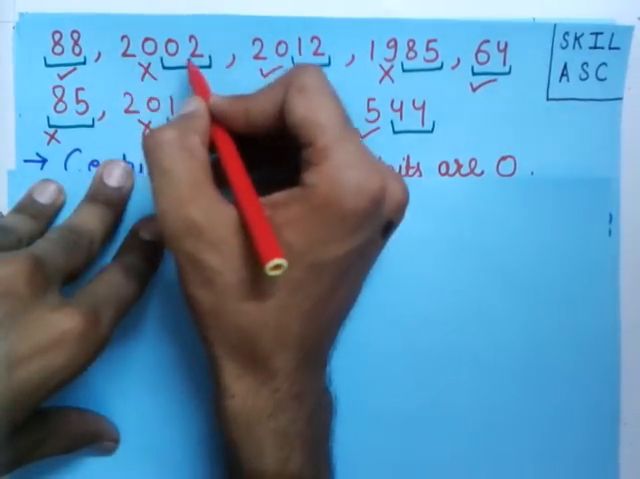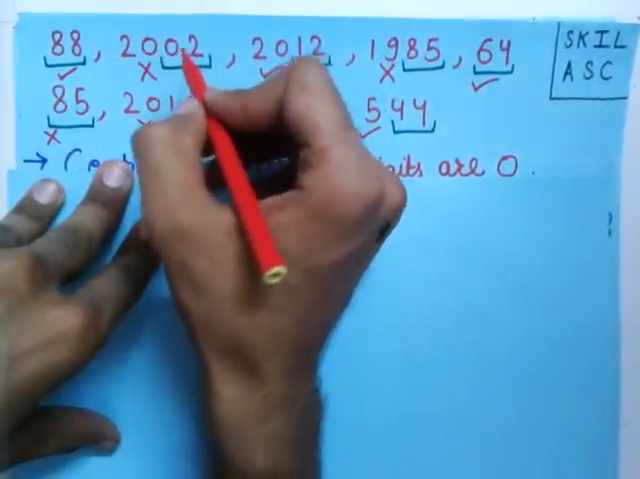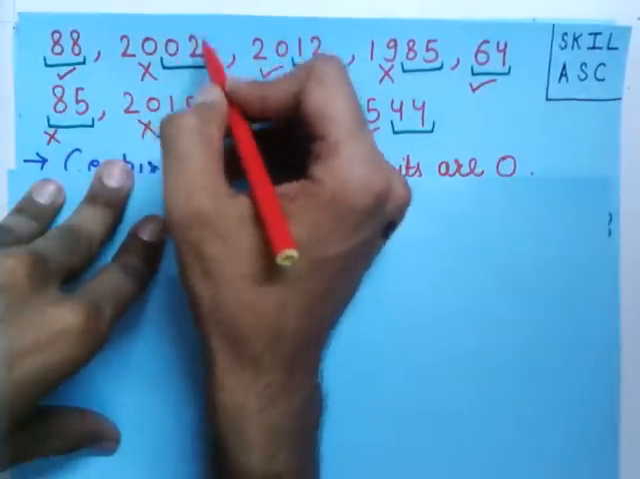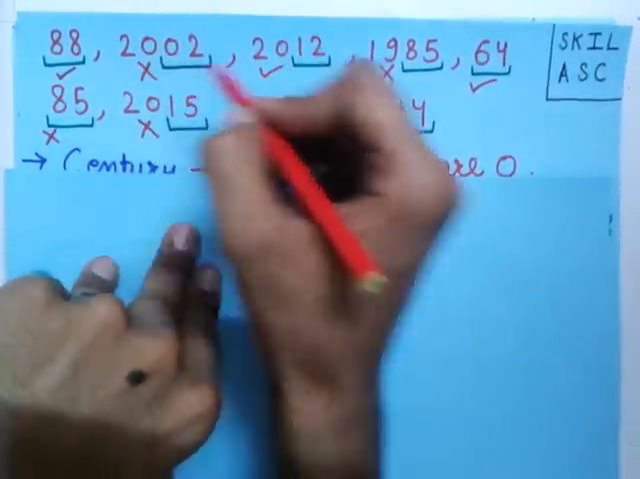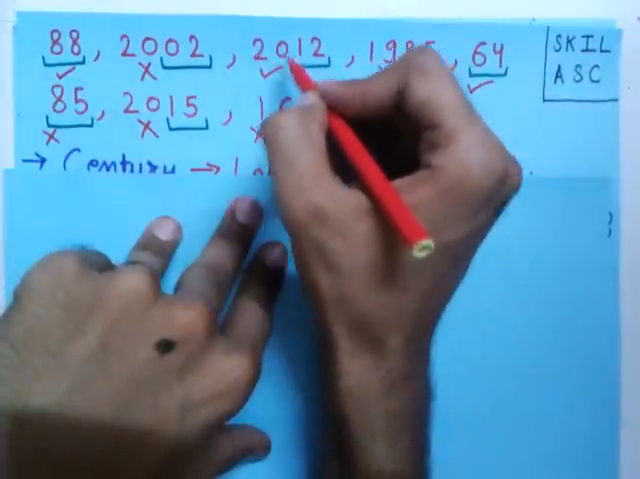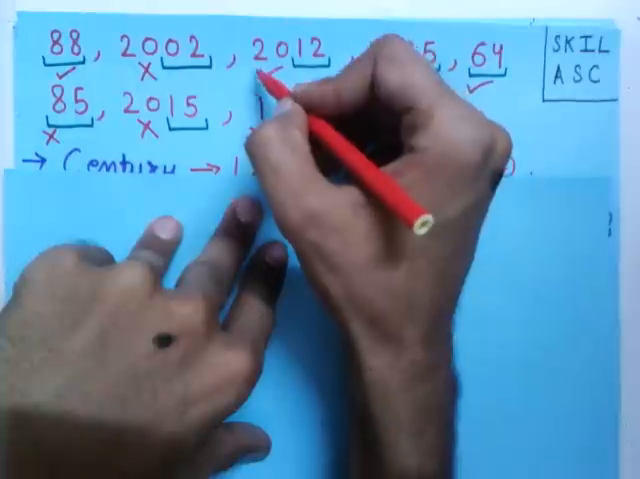Next year is 2002. If we divide its last two digits by 4, they are not divisible by 4. So it is not a leap year. Now the next year is 2012. Since 12 is divisible by 4, it is a leap year.